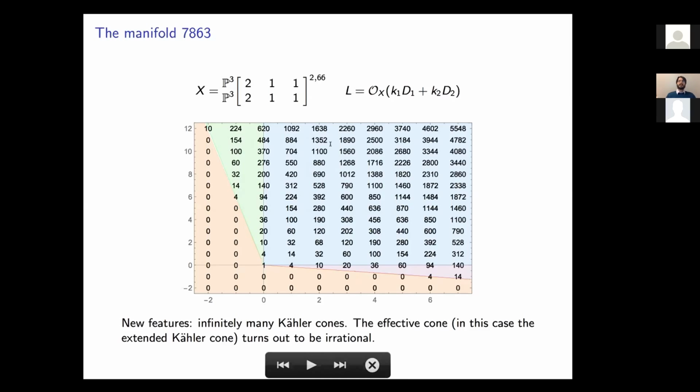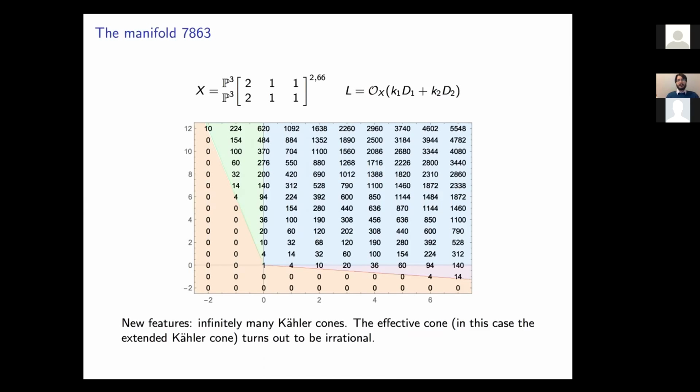Now these two Z2s do not commute with each other. And in fact, if you apply them one after another, you generate infinitely many cones. So apart from the green cone to the left, there are other tiny little cones, which you can't see because it's impossible to plot them, but there are infinitely many of them. And if you take the envelope of all that, you obtain the boundary of the effective cone, which corresponds to a direction which is irrational. So this is quite interesting as a mathematical result.